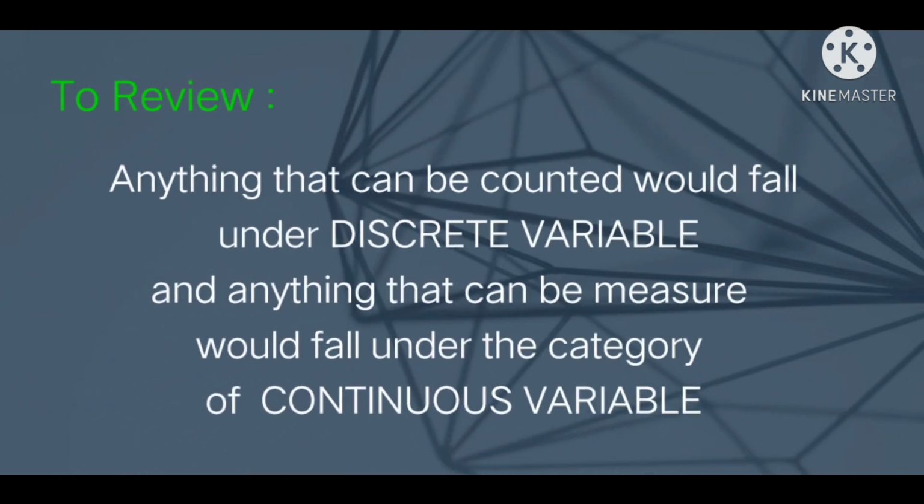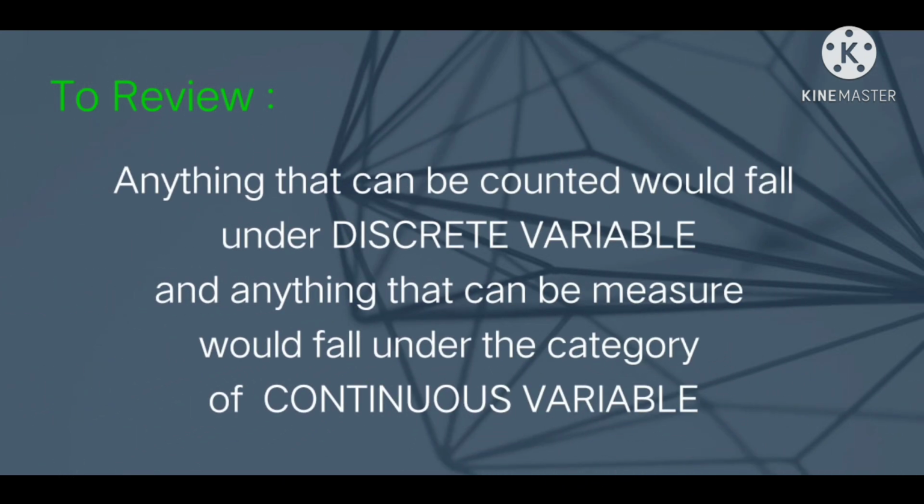To review, anything that can be counted is a discrete variable, and anything that can be measured is a continuous variable, which are both under the category of quantitative variables.